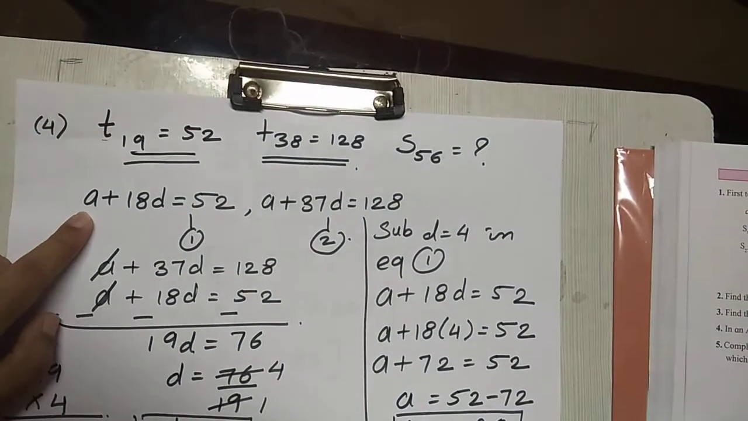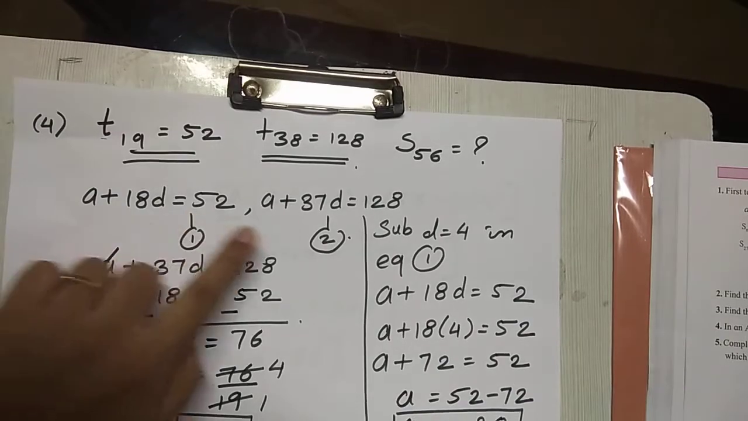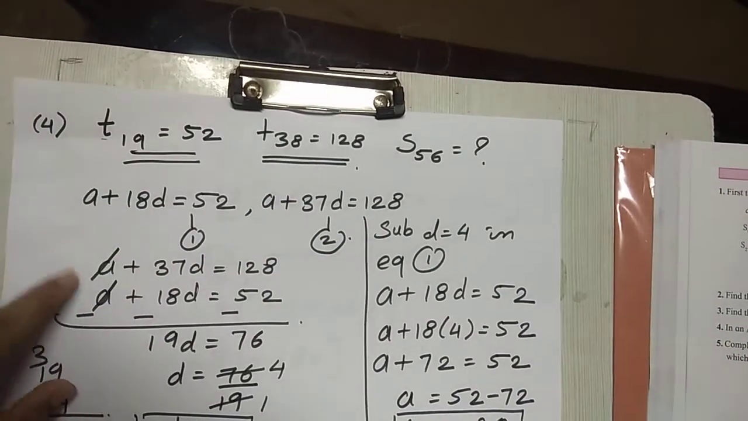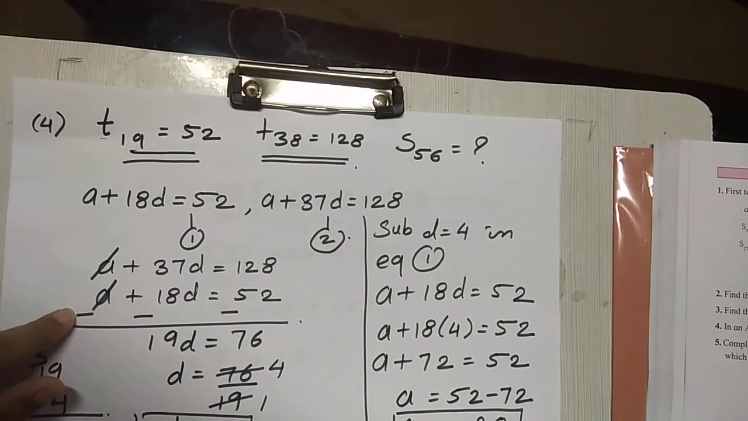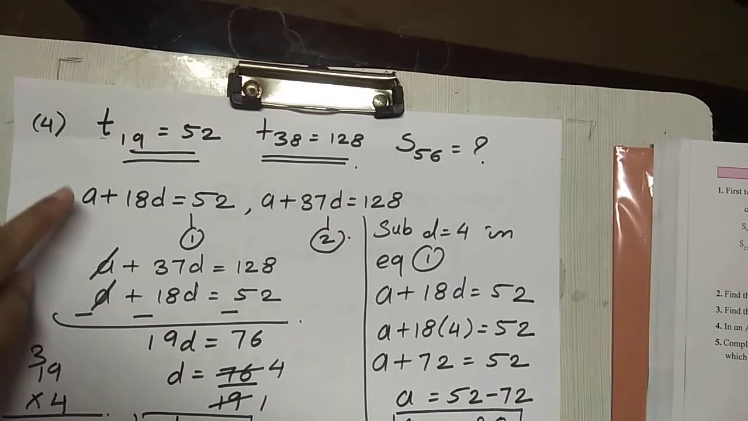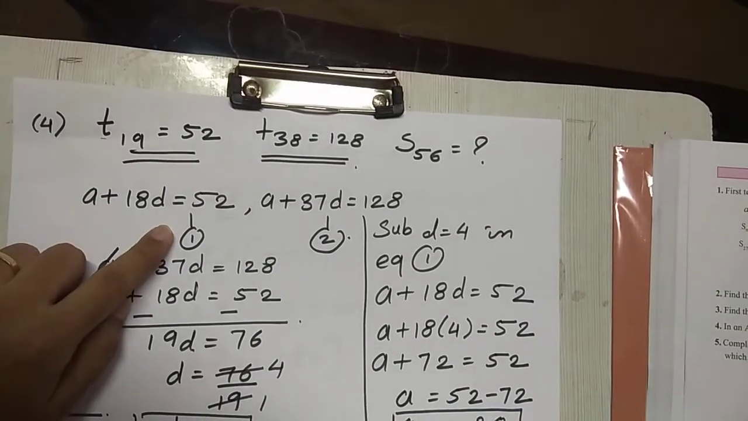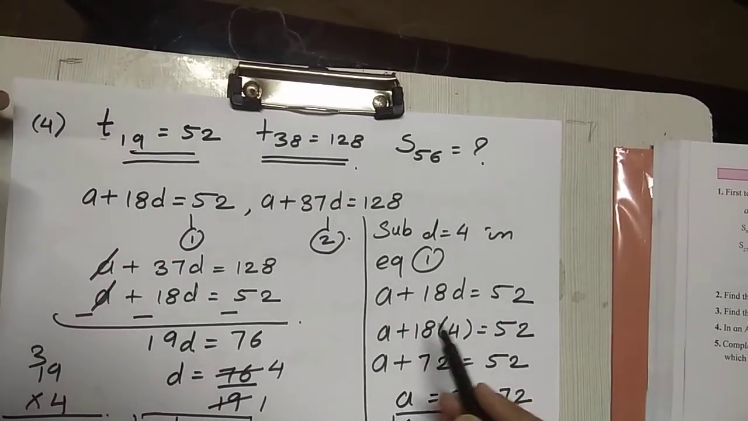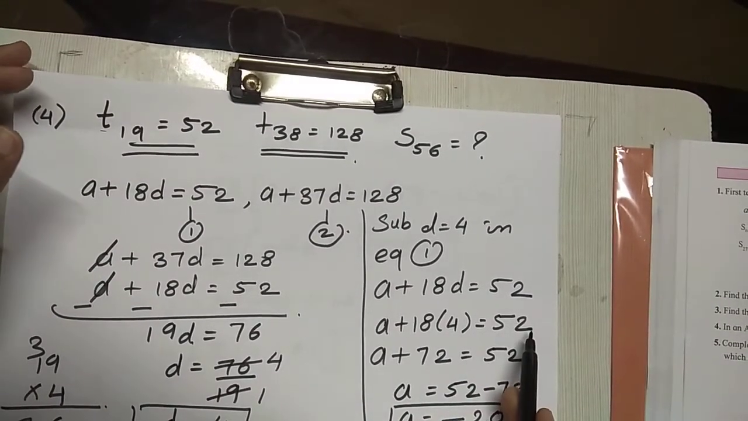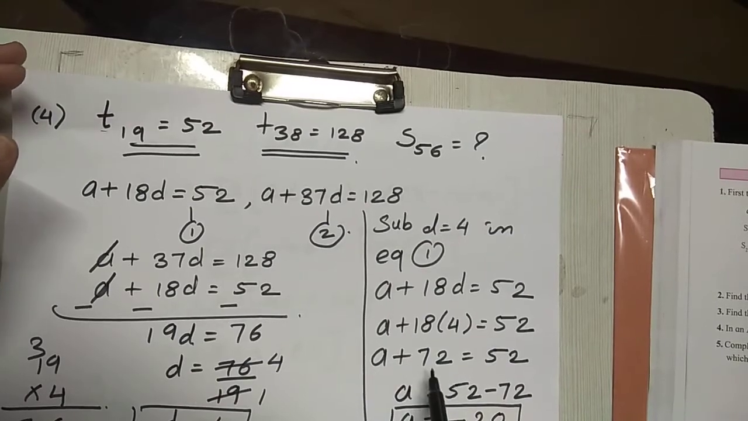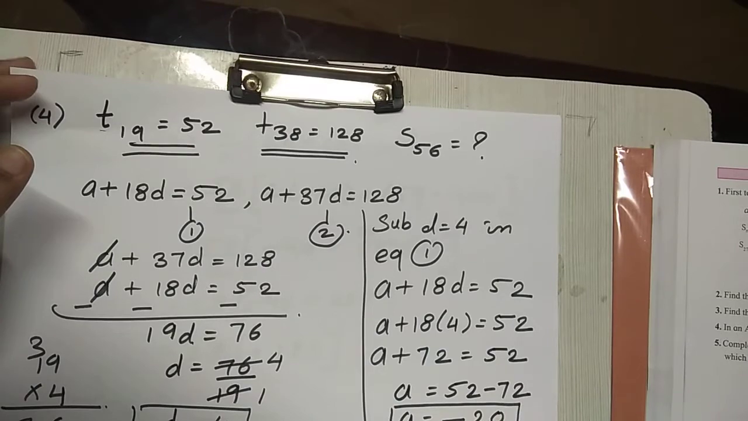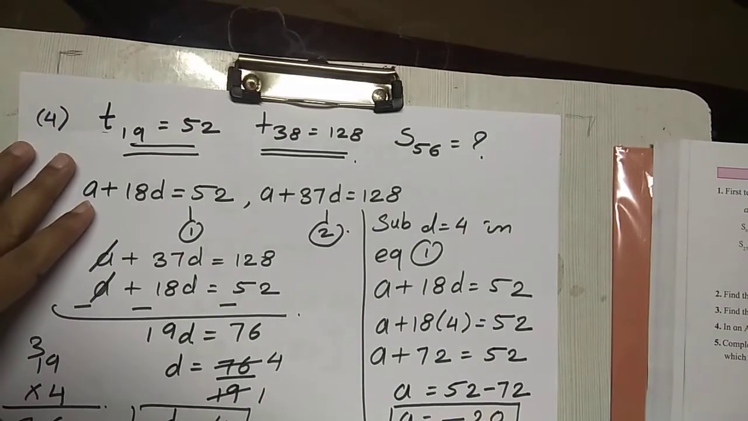Now T19 formula is A plus 18D, that is 52. T38 formula is A plus 37D, that is 128. We solve them simultaneously. We cancel A and we get the answer of D as 4. This D we substituted in any one of the equation. I took equation number 1. So you have A plus 18D equal to 52. That is A plus 18 into 4 equal to 52. We have A plus 72 equal to 52. A is equal to 52 minus 72. A is equal to minus 20.